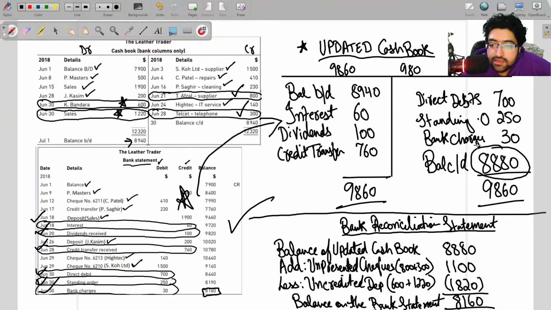After that, once you have the new balance, which is this, you will include unpresented checks which are present on the credit side. Those checks that you have given to people, but they are not taken out of your bank account yet. So you add them back. And then less uncredited deposits which are on the debit side, these two. And then you get the same balance as on the bank statement. This is the entire process of bank reconciliation. Okay? Moving on.